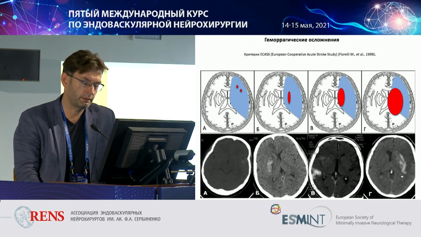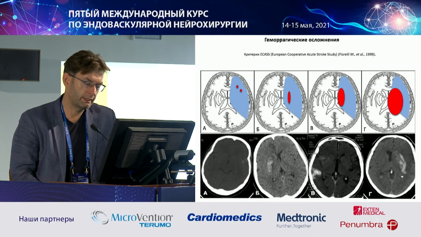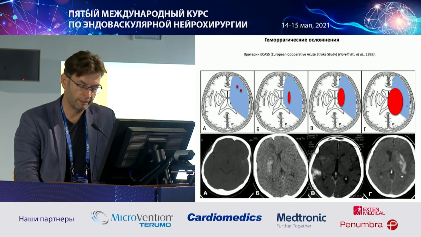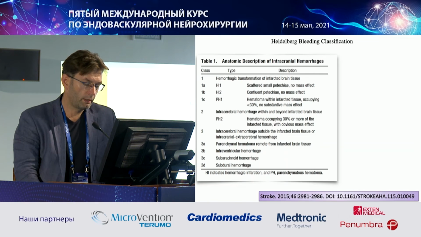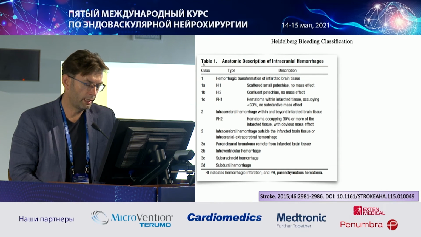Reperfusion complications and hemorrhagic complications. In the year 2000, it was offered to subdivide them into four different classes. This is hemorrhagic transformation of the first and second type, when we see small bleeding manifestations, and hematomas of the first and second type, when we see those hematomas that take less and more than 30% of the ischemic damage zone. In 2015, another classification was offered that widened the previous one.